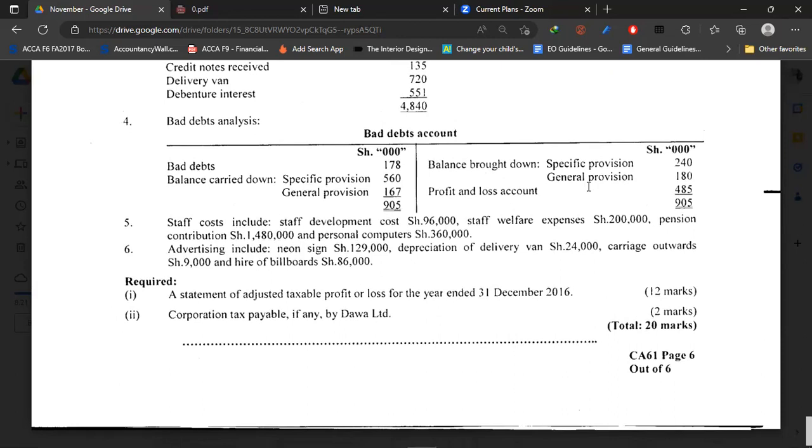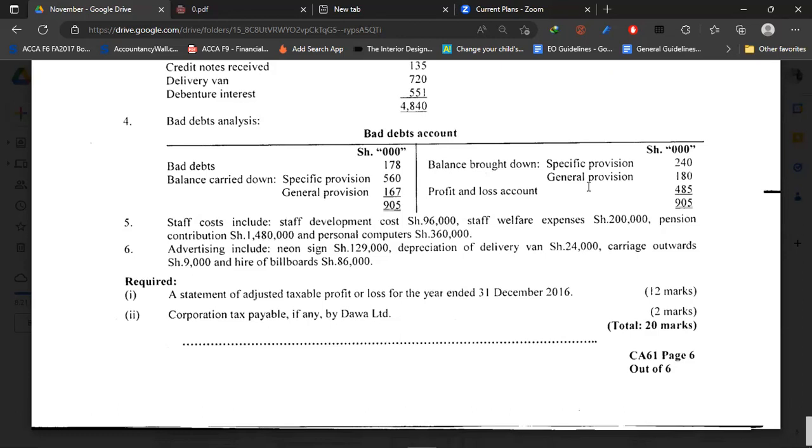Staff costs include staff development cost 96,000, staff welfare expenses 200,000, pension contribution 1.48 million, and personal computer 360,000. Advertising includes neon sign 129,000, depreciation of delivery van 24,000, carriage outwards 9,000, and hire of billboards 86,000. Required: a statement of adjusted taxable profit or loss for the year ended 31st December 2016, and corporation tax payable, if any, by Dow Limited.